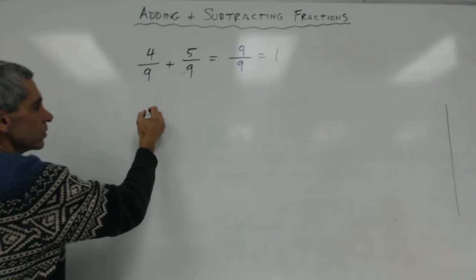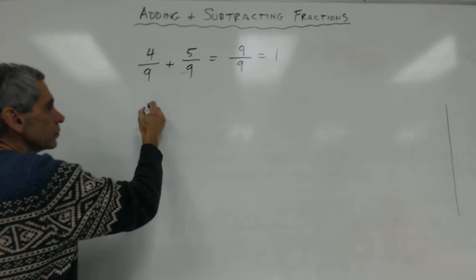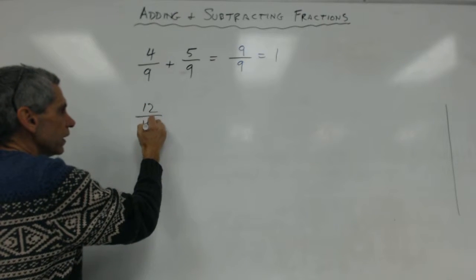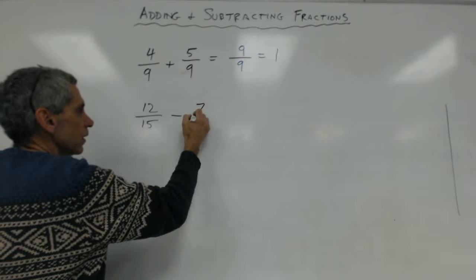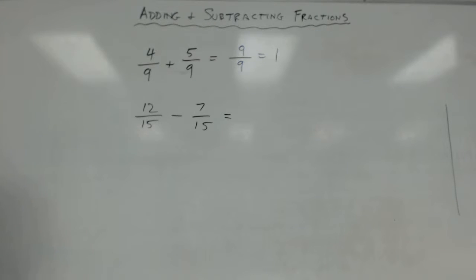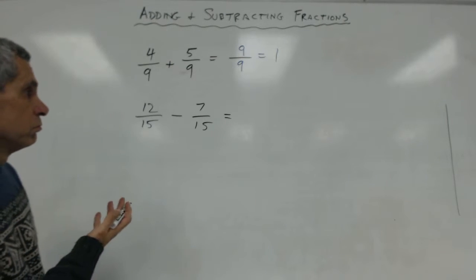Okay, what about this? What if I gave you, I don't know, like 12/15 minus 7/15? 12 minus 7. Do I have common denominators? Yes. Do I need them? Yes. I need them, right? Because I'm subtracting fractions. So, what's the answer?